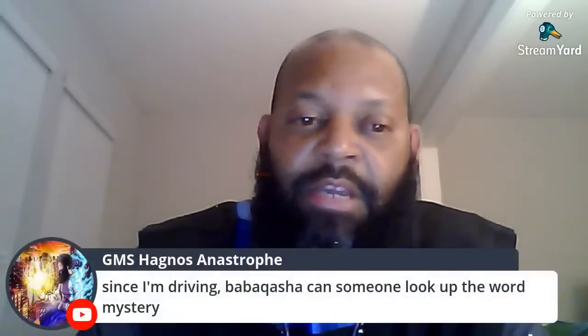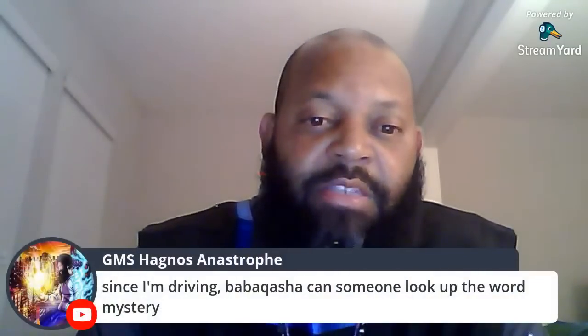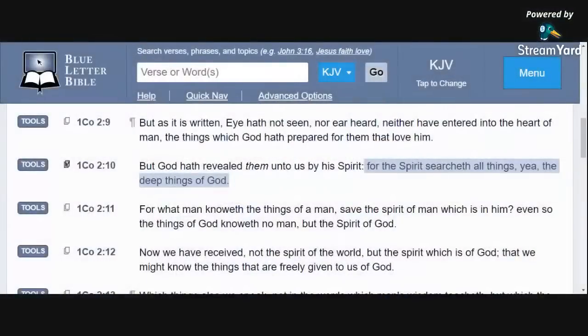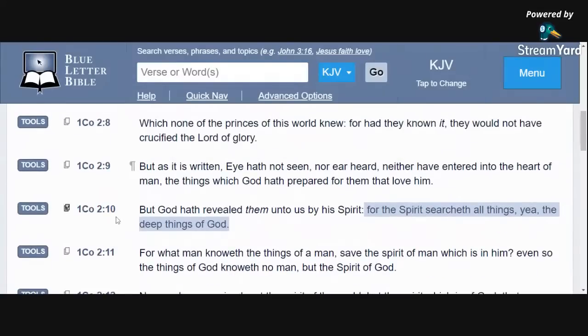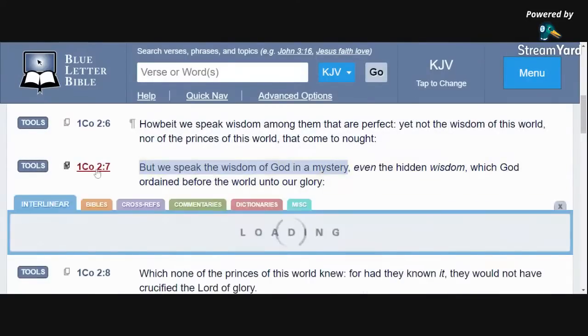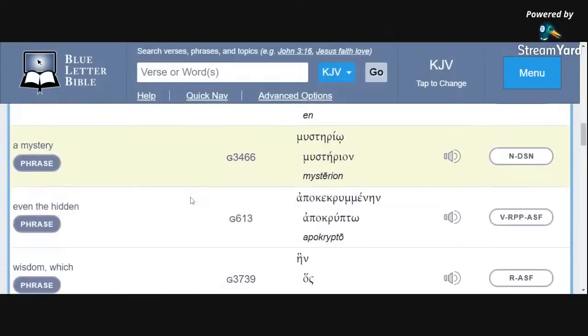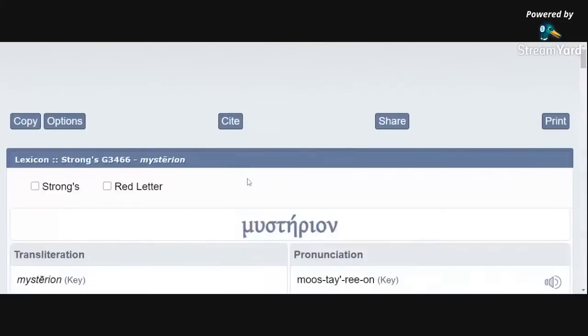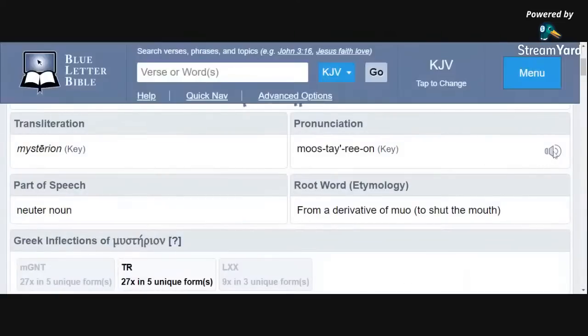The elder brother said, since I'm driving, can someone look up the word mystery? And I'll go to it here in the Greek. And if a brother wants to look it up outside, like in Google, let's go to the word mystery right here. Just hold tight. Right here: but we speak the wisdom of the Most High in a mystery. Let's look it up. Here it is.